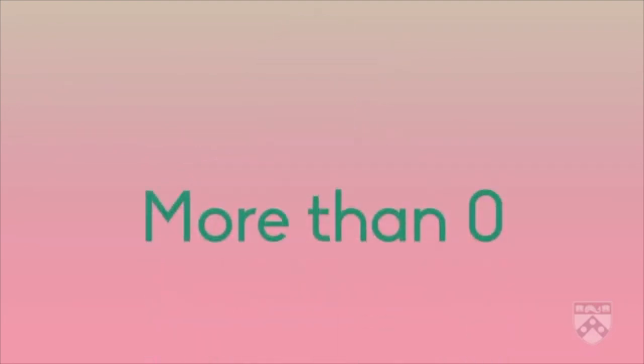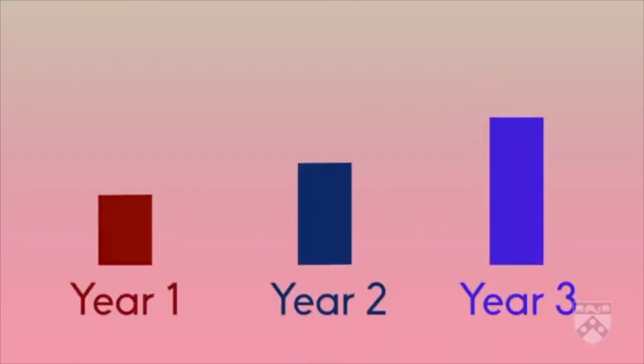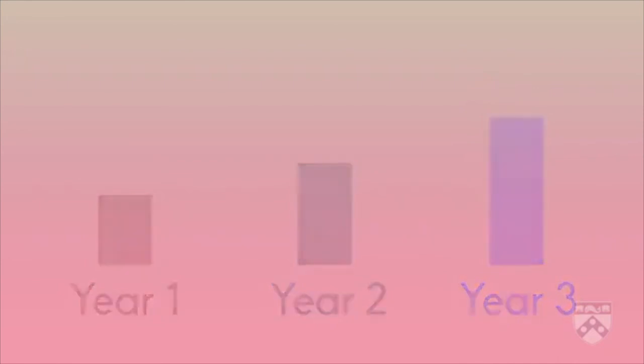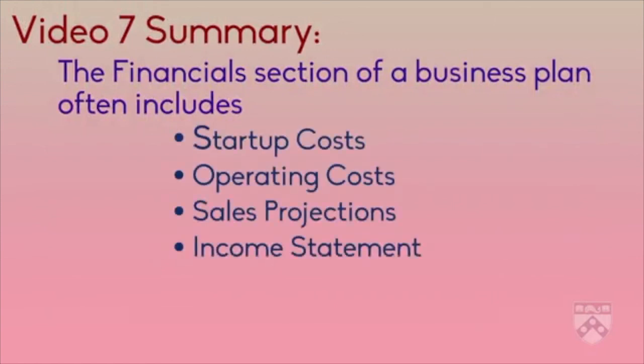When income is positive, more than 0, the company has profit for the period of time. An income statement that shows income growing over time shows a company with a positive future. The financial section of a business plan often includes startup costs, operating costs, sales projection, and an income statement.